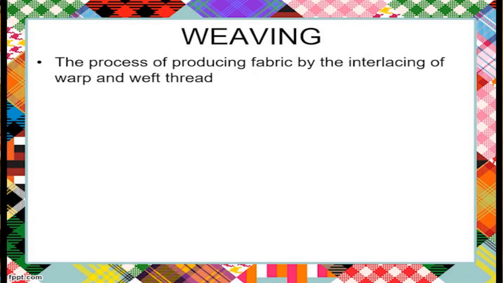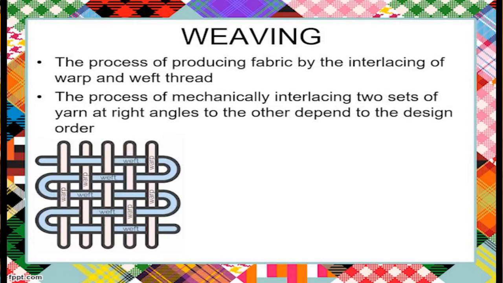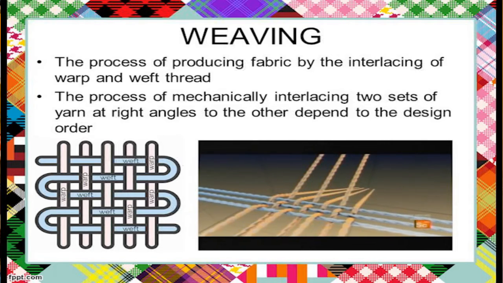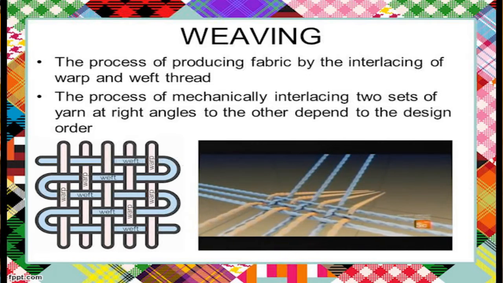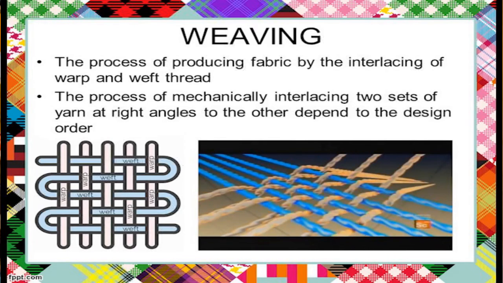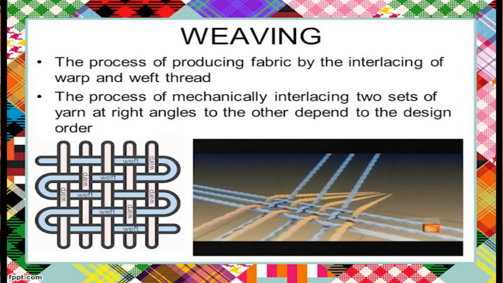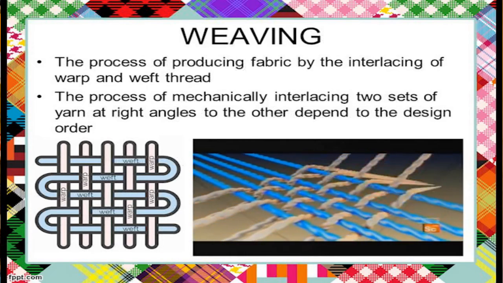This is the principle of manufacturing of the curtain. My product curtains are made using weaving. And what is weaving? Weaving is the process of producing fabric by mechanically interlacing two sets of yarn at right angles to each other depending on the design order. The diagram shows that the horizontal yarns are called weft and the vertical ones are called warp.